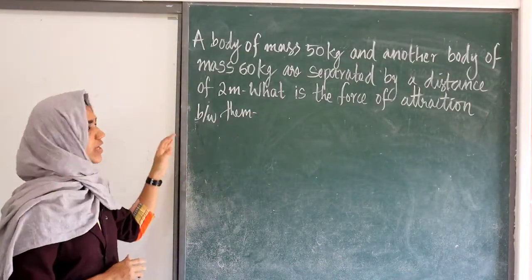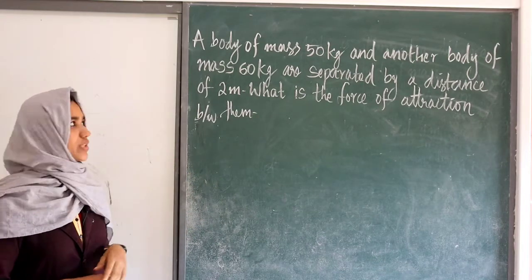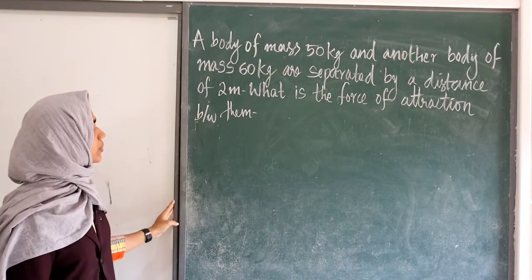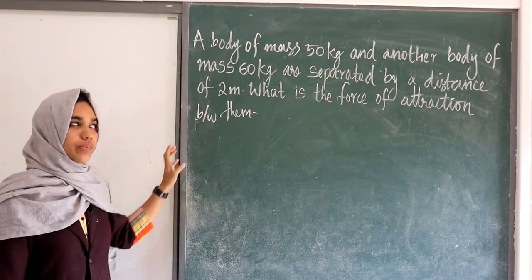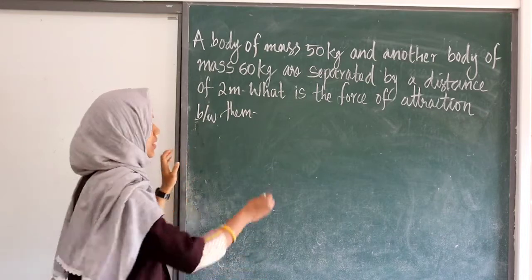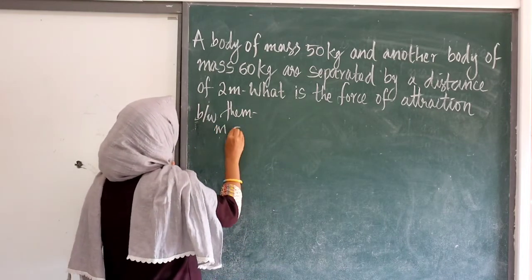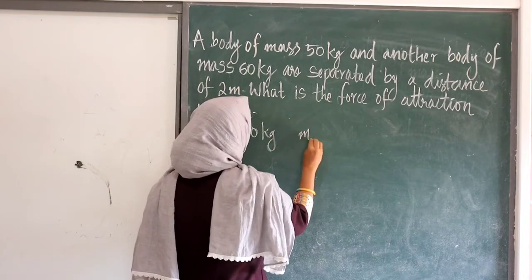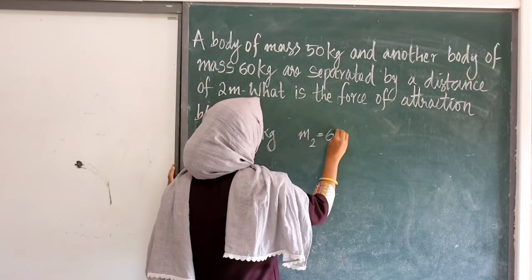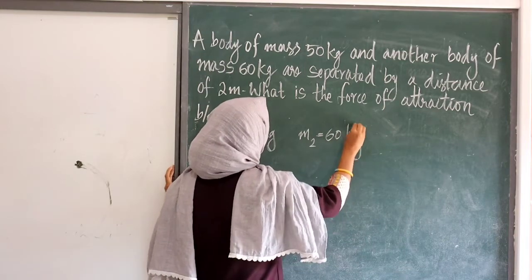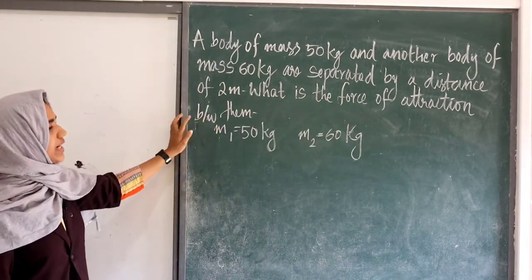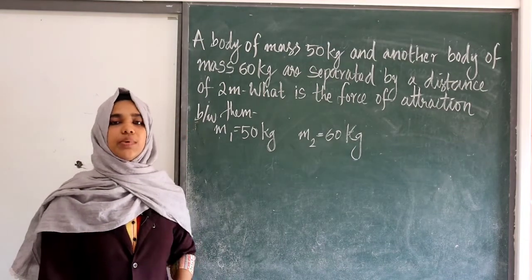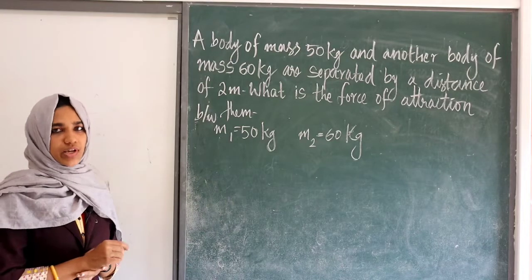Look at here. Here you can see the question. I'll read the question. A body of mass 50 kilogram and another body of mass 60 kilogram. Here we got the two masses, M1 as 50 kilogram and M2 as 60 kilogram, separated by a distance of 2 meter. What is the force of attraction between them? Here also we want to find the force of attraction.